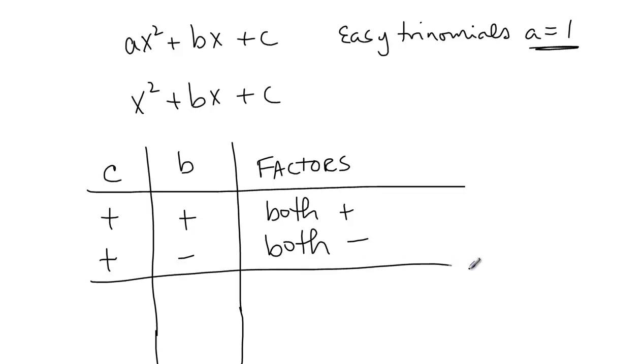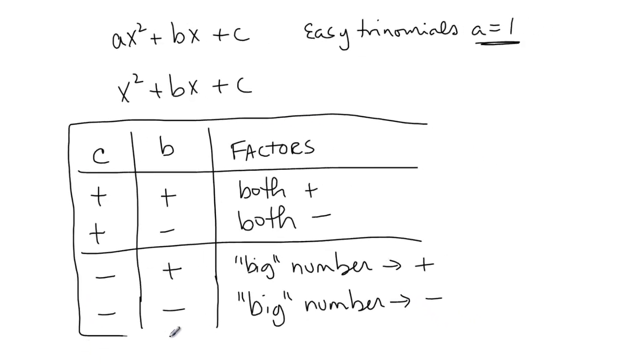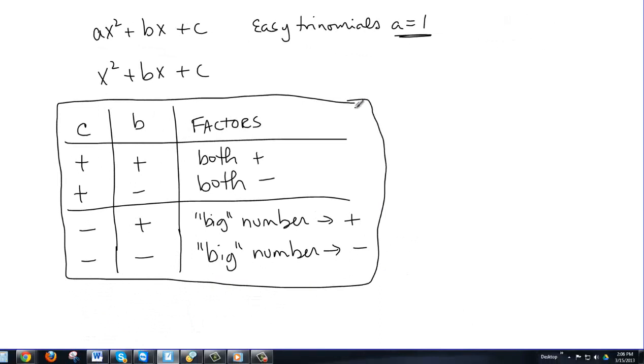Now things get a little messier. If c is negative, now you've got a case where your factors are going to have two different signs. So you've got to decide: if b is positive, then the big number will be positive. And similarly, if b is negative, the big number will be negative. This we used as we did all of these examples, but there it is in a chart for those of you who need it in a way that you can actually see it all laid out.